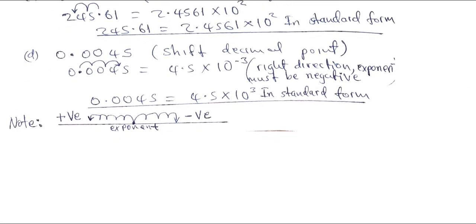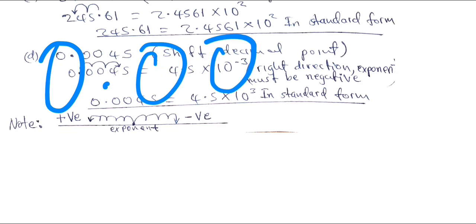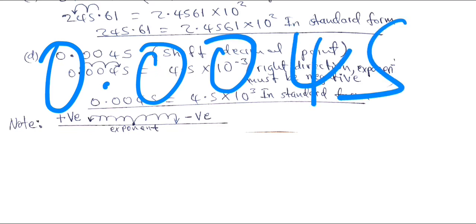Okay, this question is quite different from the previous question. Now we need to convert 0.0045 into standard form. You have to check at this decimal. This number already has a decimal, so there is no need for you to introduce another decimal.